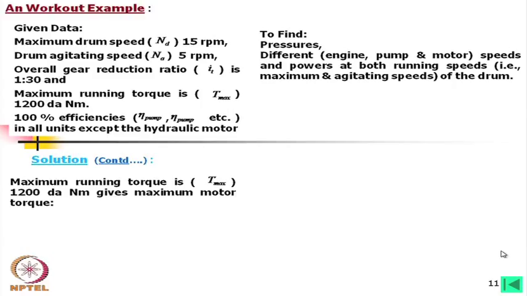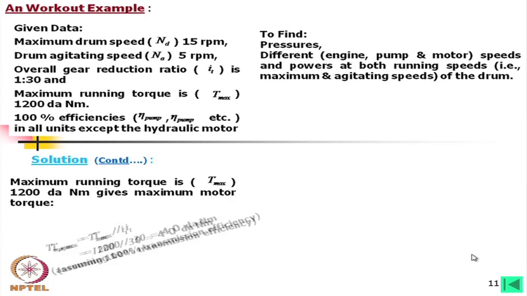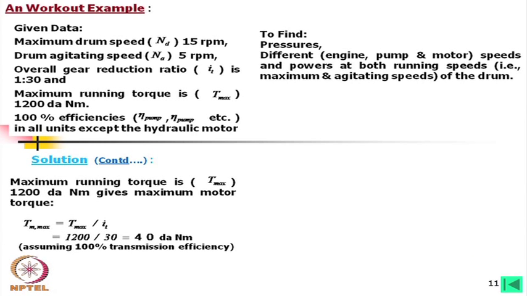Now maximum running torque 1200 daN·m gives maximum motor torque. Okay. Now definitely if this is the output torque, then the output from the motor should be 1200 divided by the transmission ratio, so 40 daN·m, assuming 100% transmission efficiency. Here we have considered the gearbox efficiency as 100%, so if the motor can output 40 daN·m, it will suffice the purpose.